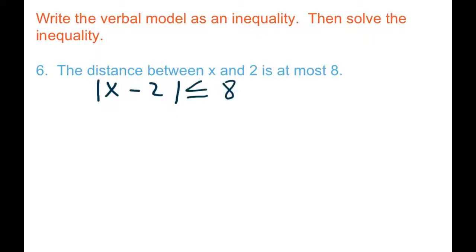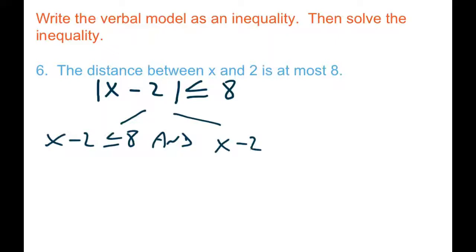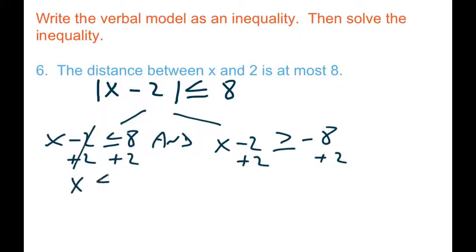Alright. So we wrote the inequality. Now we want to solve it. |x minus 2| is less than or equal to 8. Remember, less than is and. X minus 2, change the symbol around, greater than or equal to, make it negative 8. We'll add 2 to both sides for both inequalities. X is less than or equal to 10. And x is greater than or equal to negative 6.